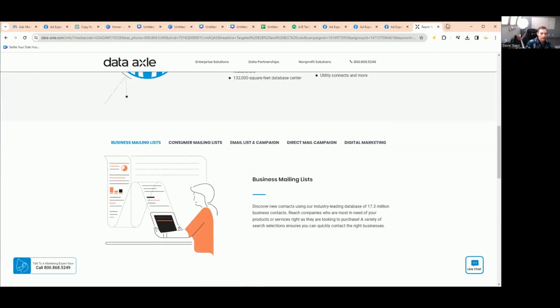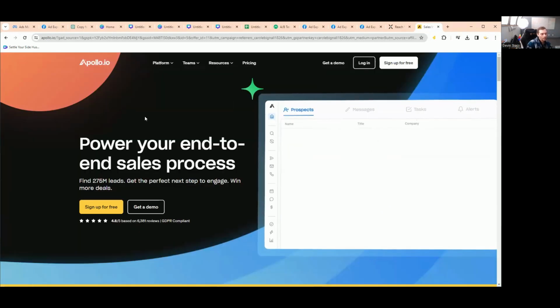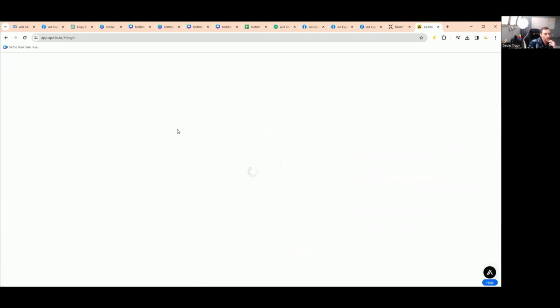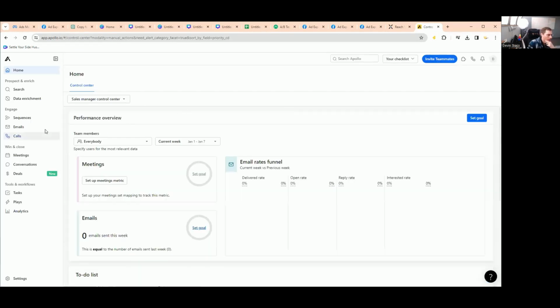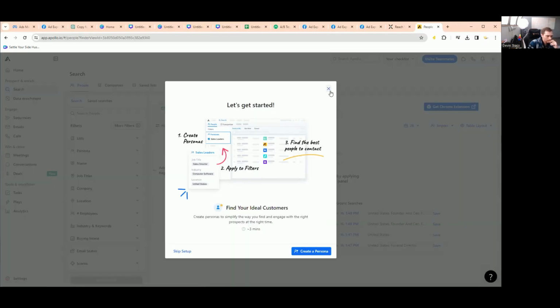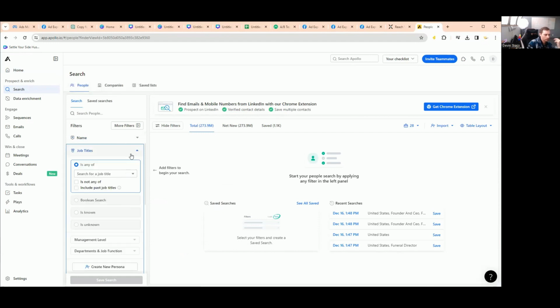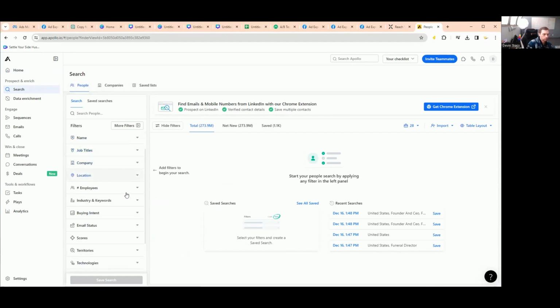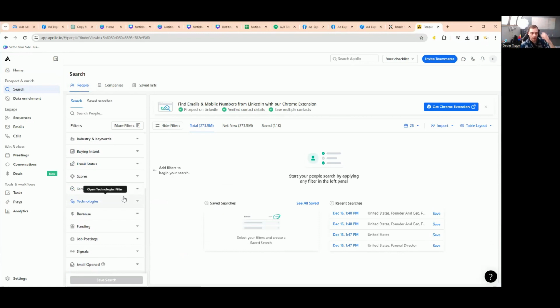And then the other way that I do it a lot is I'll use Apollo. So Apollo.io is, well, I'll just log in. It's a way that you can source lists yourself. It's the manual brute force way of doing it. But you can tell them exactly who you're looking for, what their job titles are, number of employees in the company. You can get really specific about who your target audience is.